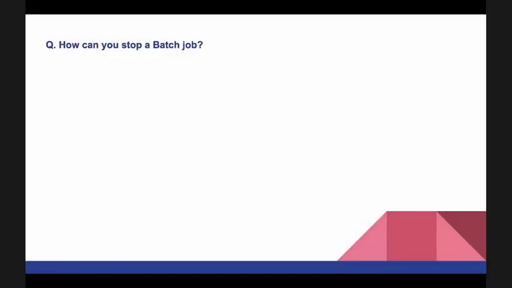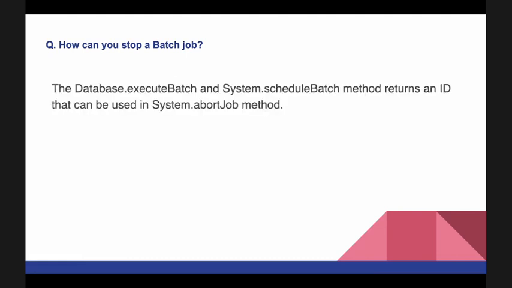I'll go for the next question. How can you stop a bad job? The database.execute batch and system.schedule batch methods return an ID, which can be used in the system.abort job method. Thank you.